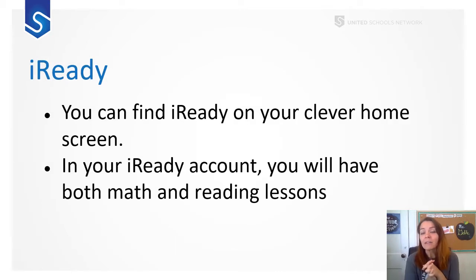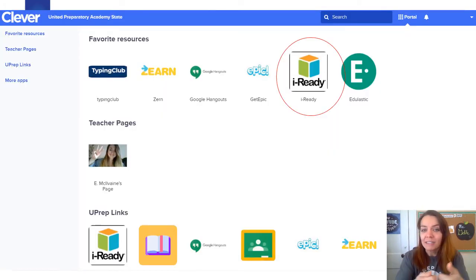Today we're going to talk about a couple tools that we will use in our class. If you are not new to UPrep, you've certainly used iReady before. So iReady can be found on your Clever home screen, and in your iReady account you will have both math and reading lessons. Your Clever homepage looks like this, and in the red circle is your iReady logo. That's how you would get to iReady. We won't do this today because we don't actually have access to our iReady accounts until we've taken the beginning of year diagnostic, but do take a note of where it is in your Clever portal.